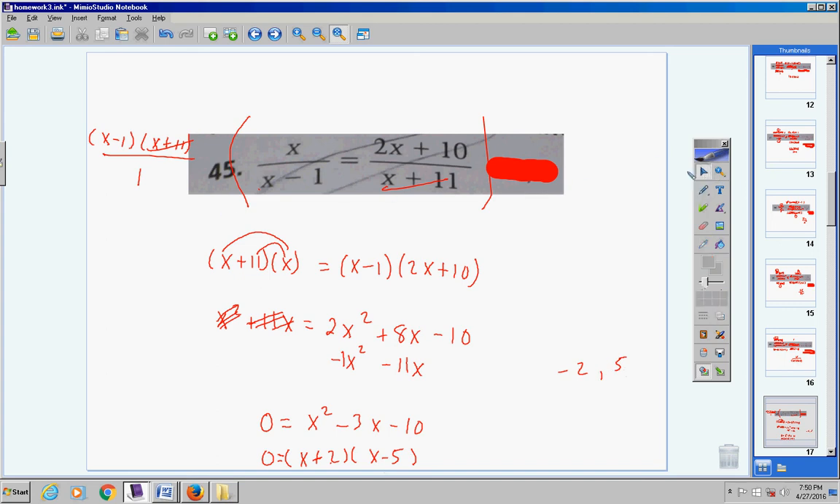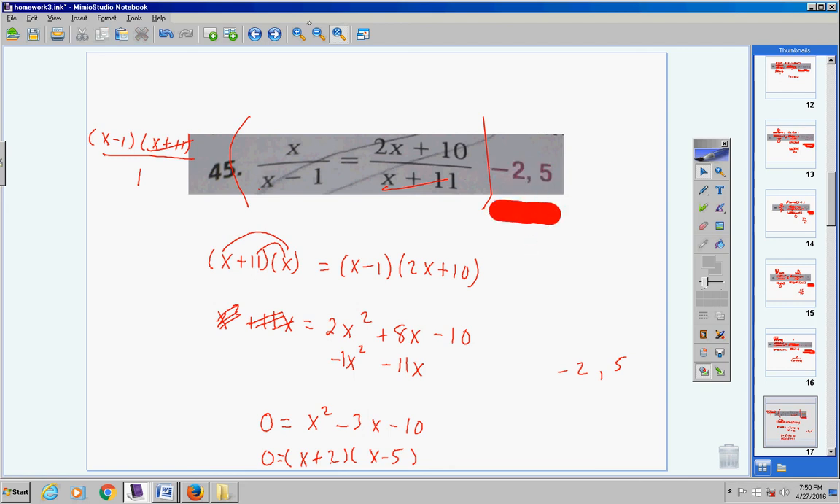Now, please don't forget on the upcoming test, you must check these answers to make sure you get out a true statement. You must check both of them. Sometimes they'll both work, sometimes neither one will work, and sometimes one will work and not the other. But in this case, they both do work.